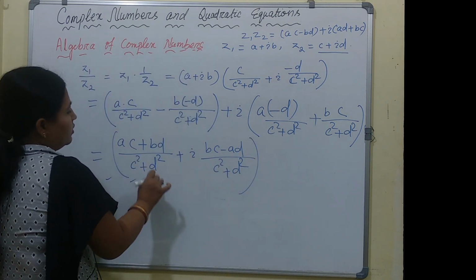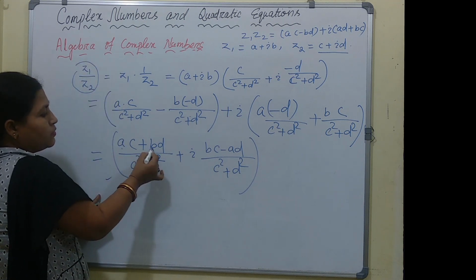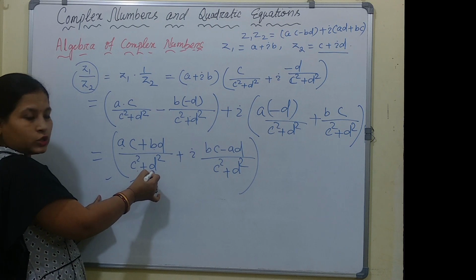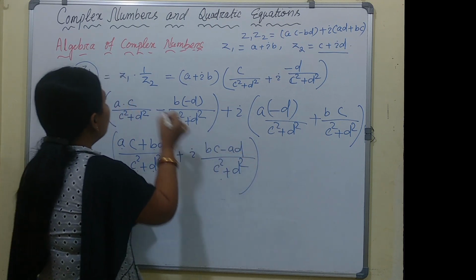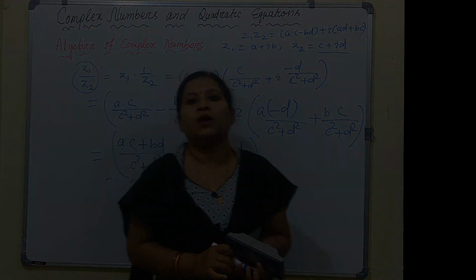We get the real part of z1 by z2 is ac plus bd by c square plus d square, and the imaginary part of z1 by z2 is bc minus ad by c square plus d square.